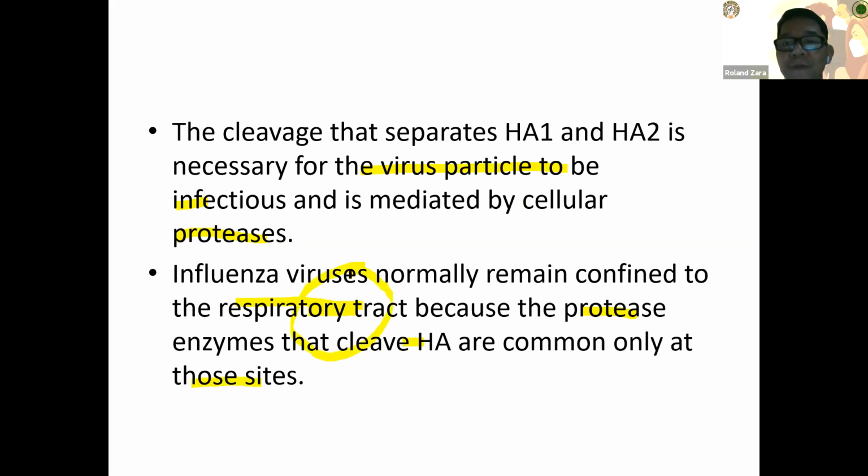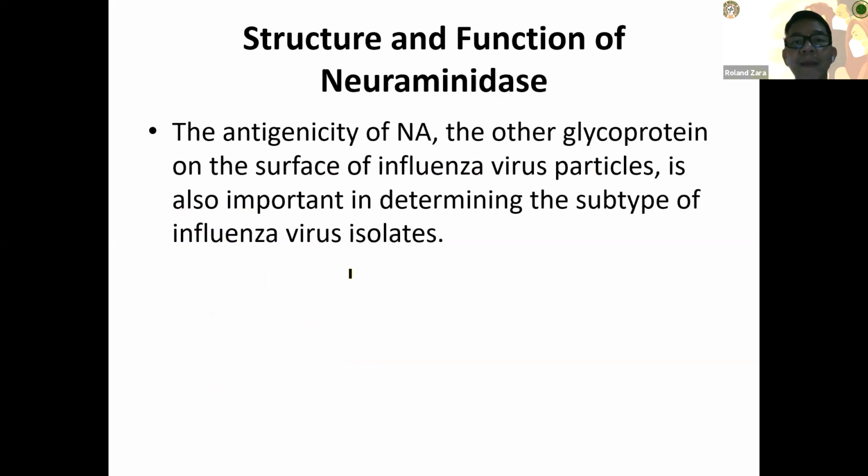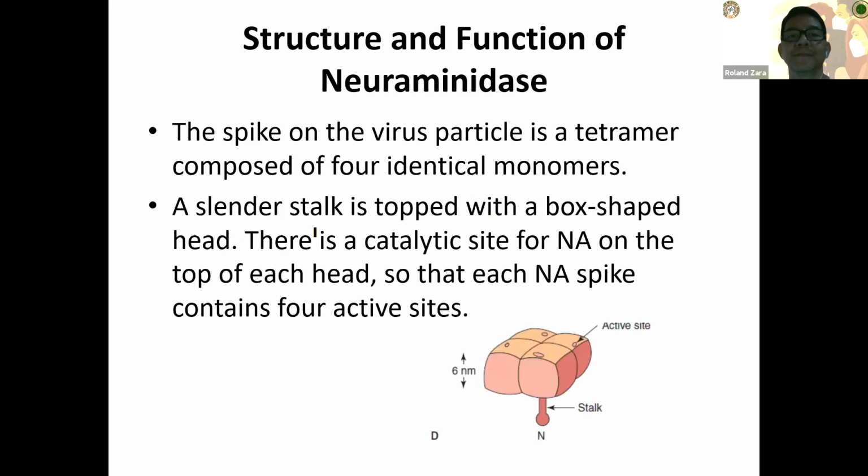to become more infectious. Okay, so the antigenicity of your neuraminidase and other glycoproteins on the surface of the influenza virus particle is also important in determining the subtype of influenza virus. Right? Your N1, N2, N3, okay? They also determine subtypes.